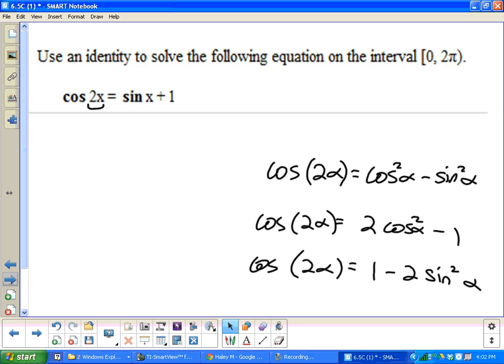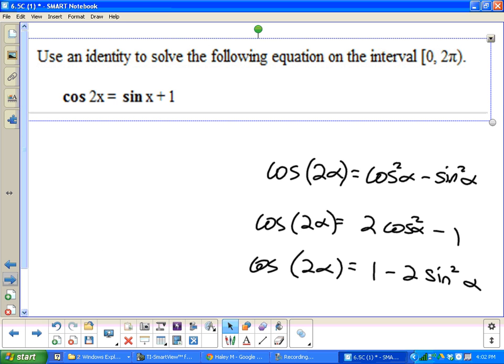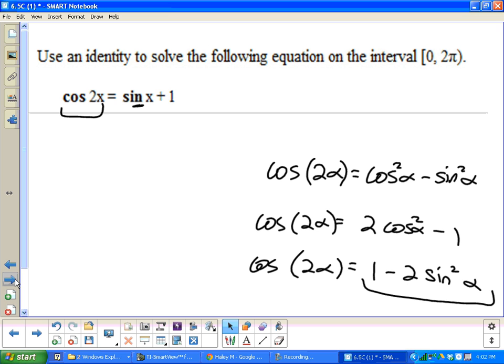So I'm going to figure out which one I'm going to use in place of cosine of 2x. Keep in mind, on this side, I have sine x. So I probably want to use one that only has sine in it, and that would be this third one. That way, I can have only sines in my problem instead of sines and cosines. So I'm going to fill in for cosine of 2x that 1 minus 2 sine squared x.